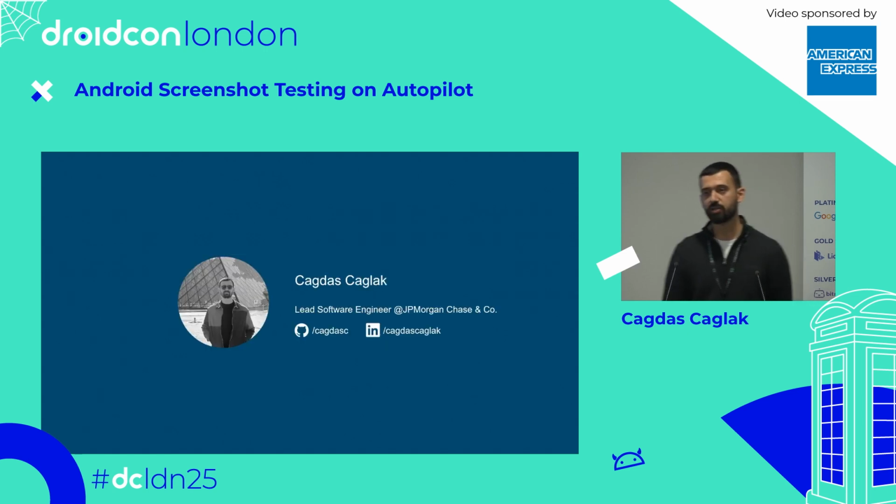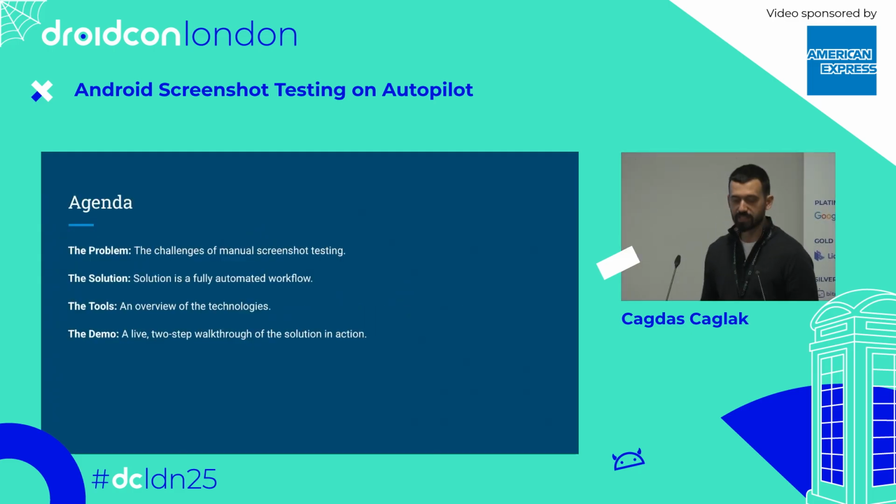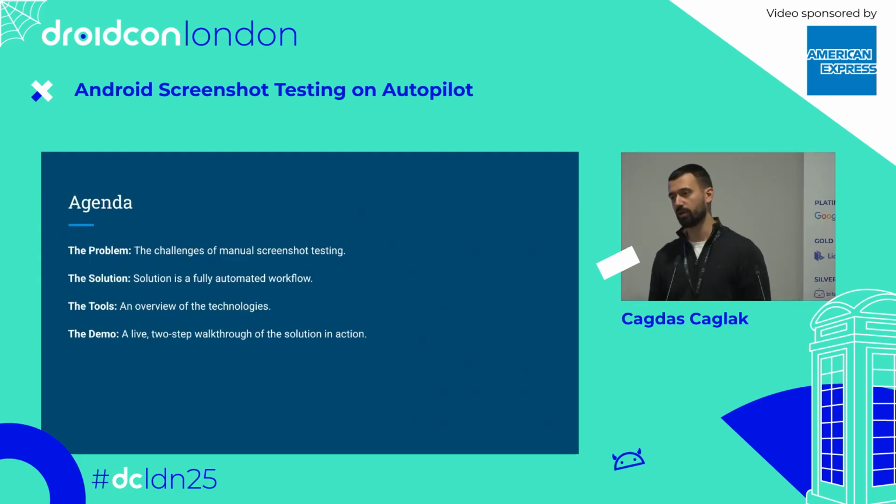My name is Cagdas, and I have been working as a lead software engineer at JP Morgan Chase for 2.5 years. I'm currently working on the Nutmeg Android application. The solution I'm going to show you, we already have on our app, and it makes our life so much easier. Let's have a look at the agenda and see what we are going to cover.